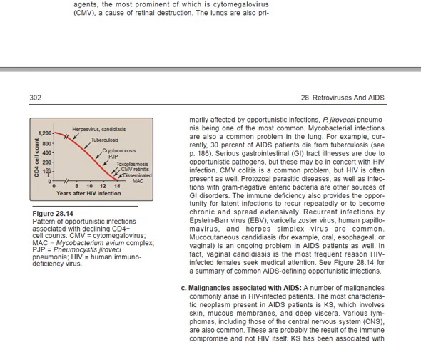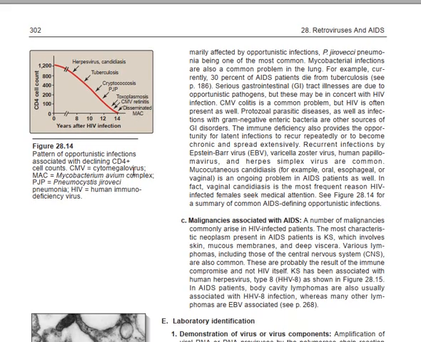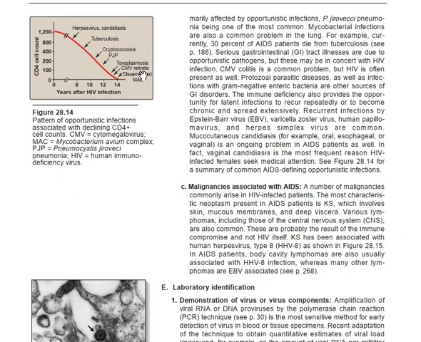Then later on, when you are less than 100, you have things like toxoplasmosis, cytomegalovirus retinitis, and disseminated malignancies, is it clear? Malignancies associated with AIDS. So what are the disseminated malignancies associated with AIDS? The first one is Kaposi sarcoma, the second one is lymphoma, the third one is cervical cancer.